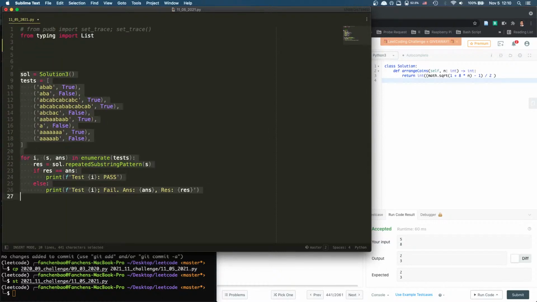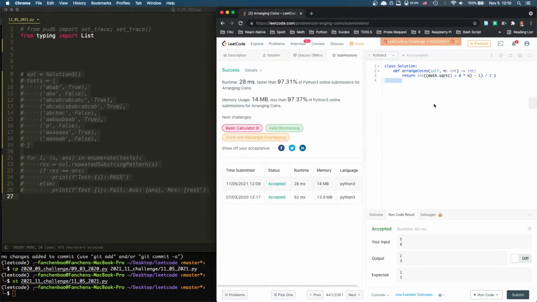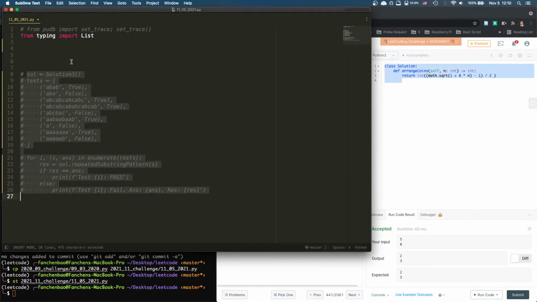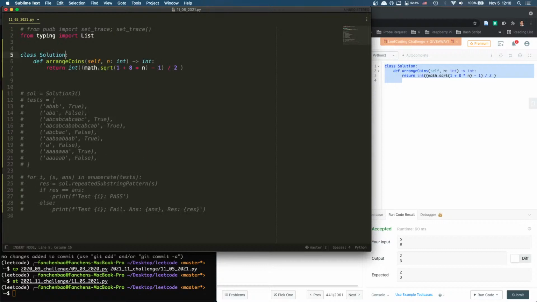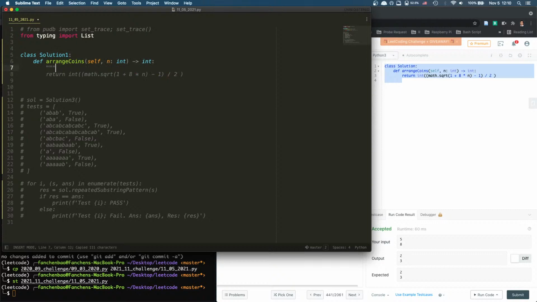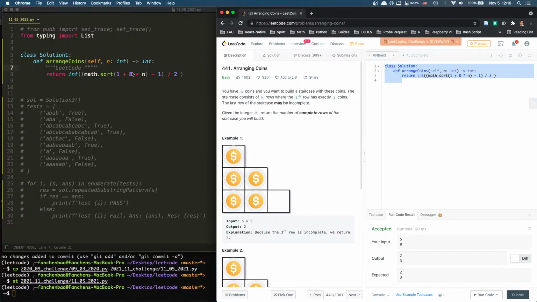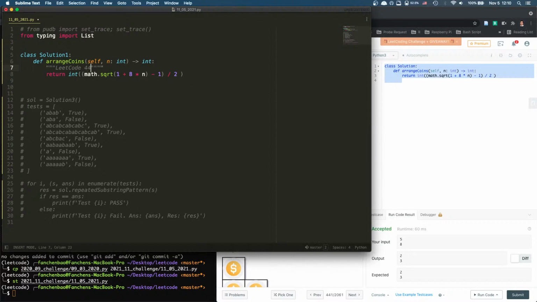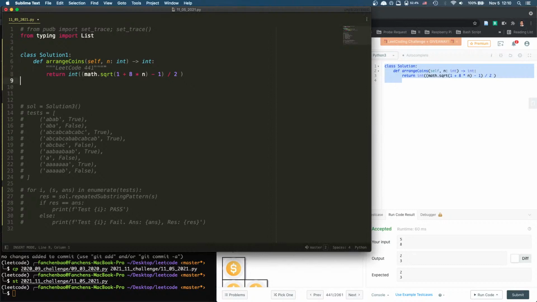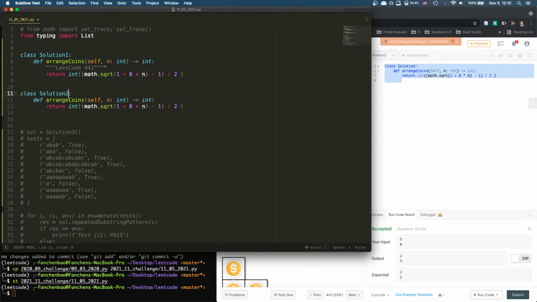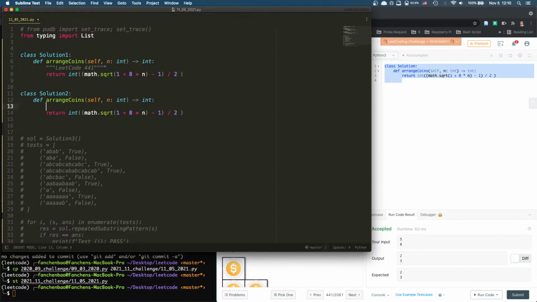So again, we don't need a test case. This is solution 1. Yeah, let's do solution 2. Let's also record it. What's this? LeetCode 441, right? Let's also do the res, right?